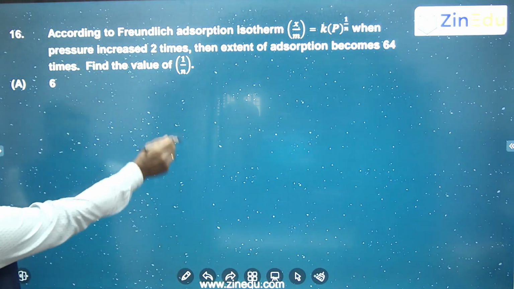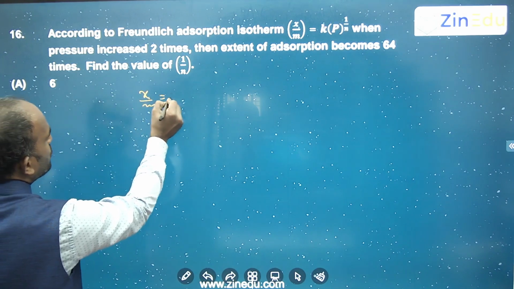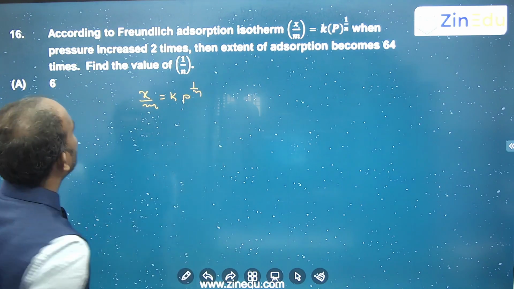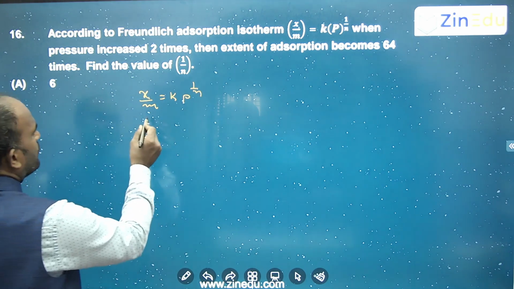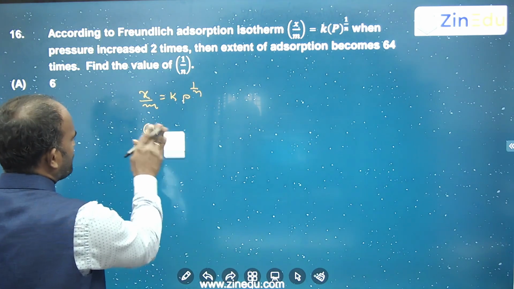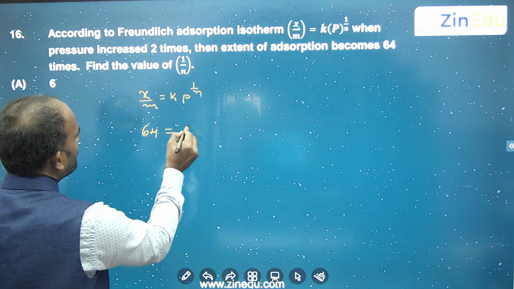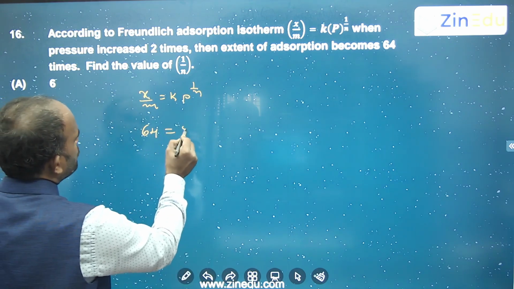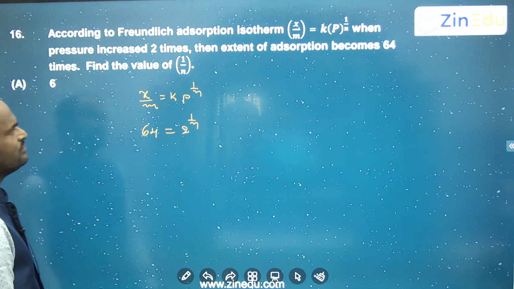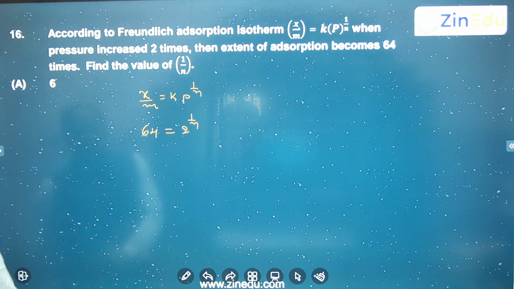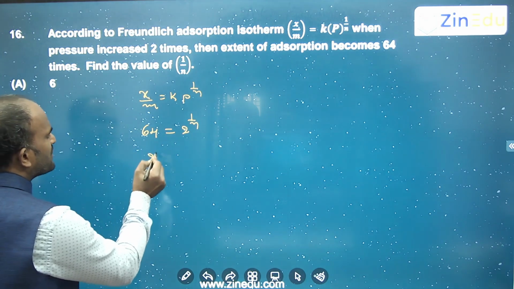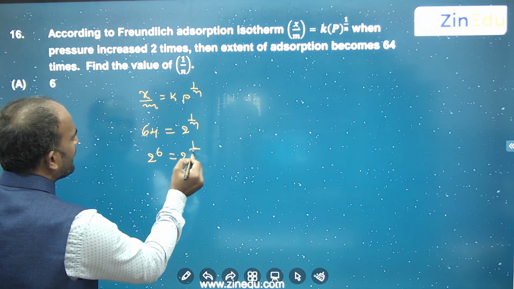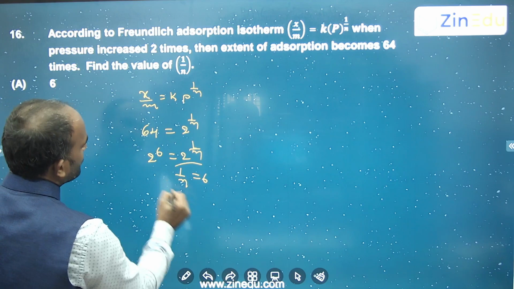According to Freundlich adsorption, x by m is equal to k into p power 1 divided by n. When pressure is increased by 2 times, the extent of adsorption becomes 64 times. Pressure becomes 2 times, so 2 power 1 divided by n. 64 is 2 power 6, therefore 2 power 6 is equal to 2 power 1 divided by n. So 1 by n is equal to 6.